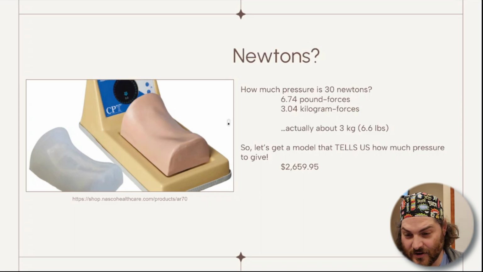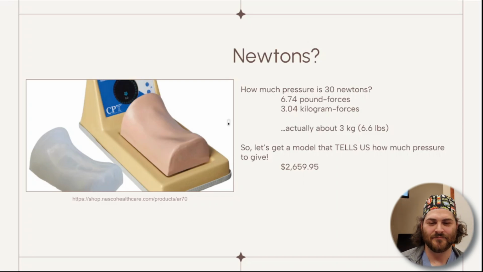Maybe. So NASCO Healthcare sells something called the CPT, Cricoid Pressure Trainer, and it is $2,659.95. Why the hell did they have the balls to write 95 cents on there? Come on, man. You're already getting a lot of money. You really got to do the 95? Who's going to buy that? But yes, that's why we don't have one, because that's kind of dumb.